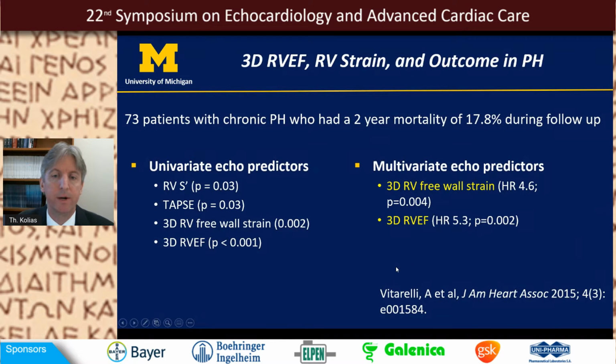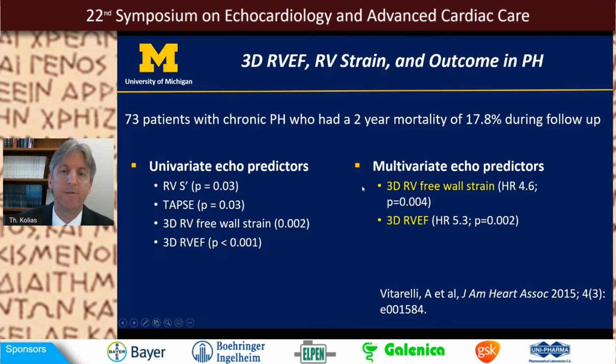So in this study by Vitarelli and colleagues, they looked at 73 patients with chronic pulmonary hypertension who during follow-up had a 2-year mortality of 18%. And they looked at their echoes to see what the echo predictors were of outcome. And they found that the univariate analysis included significant predictors such as the standard measures of S prime and TAPSE. And they also found that right ventricular free wall strain, which they obtained using 3D, was a univariate predictor, as well as 3-dimensional determined right ventricular ejection fraction.